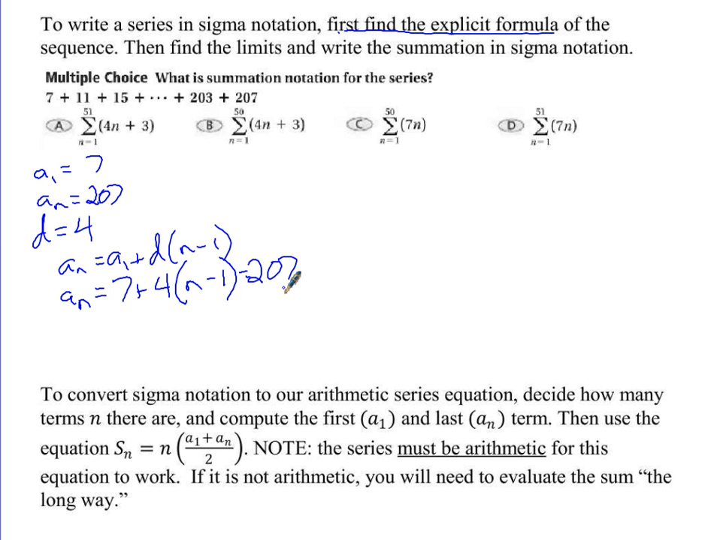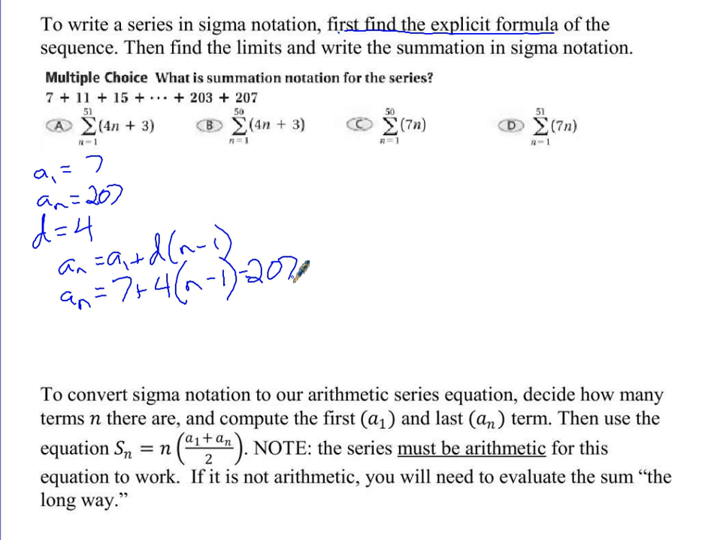Because a sub 207 means the 207th term. The 207th term is not 207. 207 is the last term, which is a sub n. Okay? This will allow me to find out what term number 207 actually is. Now when I solve for n, I'll get n equals like 15 or whatever it is. And that tells me that the 15th term, or whatever the number is, is actually 207. Okay? So that's why I had to write a sub n here.